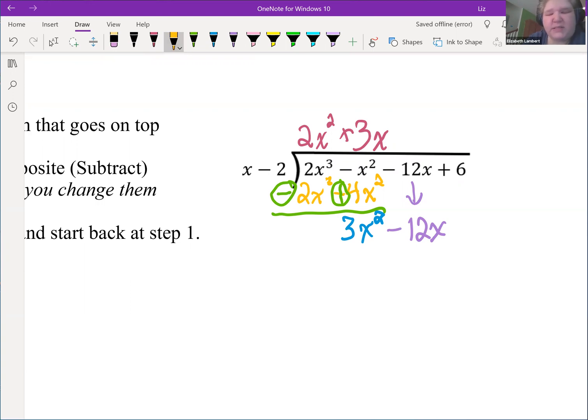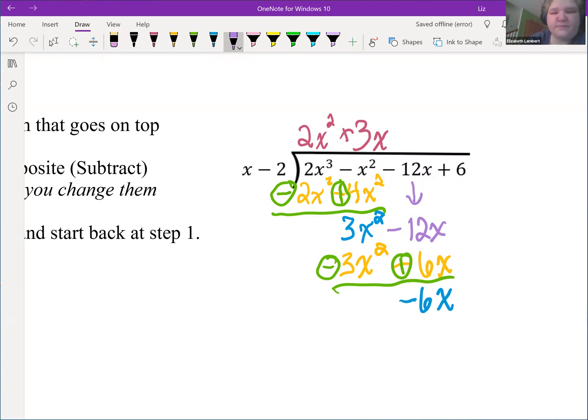So 3x multiplied to x minus 2 gives us 3x squared, which we wanted to see. And then minus 6x. Change the signs. Combined, those cancel out as they should. Negative 12x plus 6x is negative 6x. We bring down the plus 6.